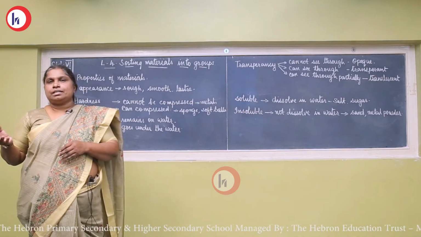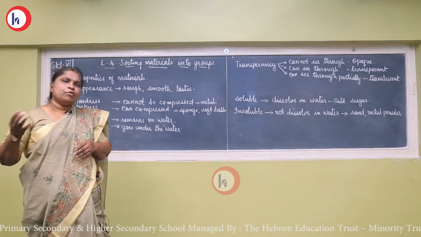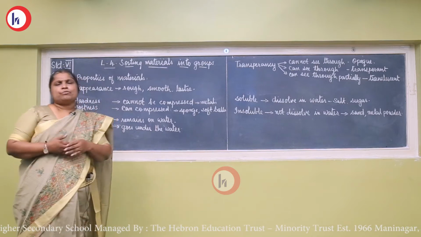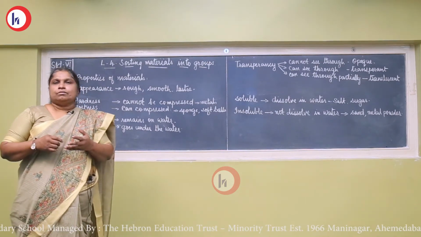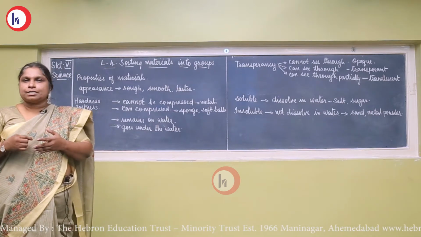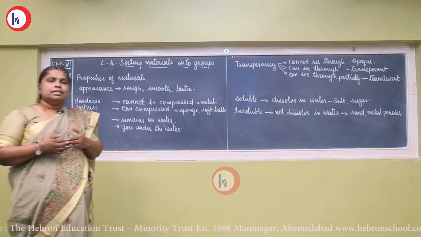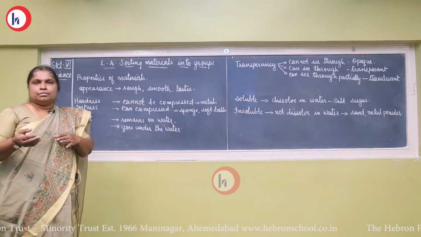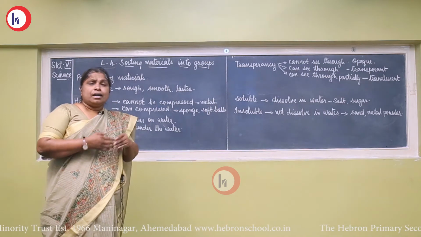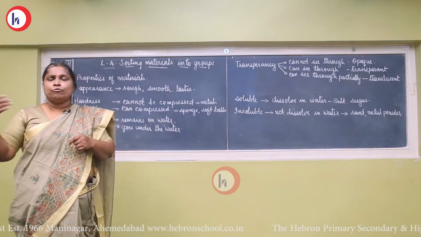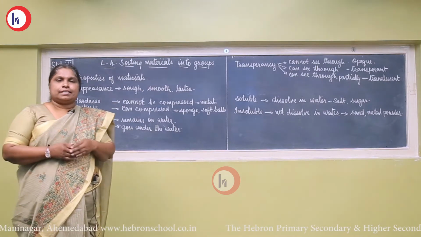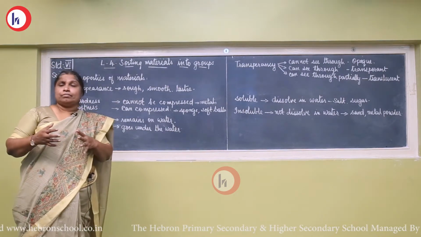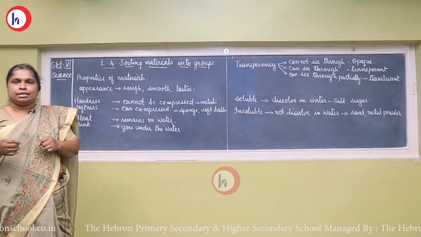The same type of material can be used to make different objects, and one object can be made from different types of materials. For example, in our kitchen there are different types of plates: glass plates, metal plates, brass plates, steel plates, plastic plates. Likewise, there are plastic chairs, iron chairs, and wooden chairs. We can see different types of materials.